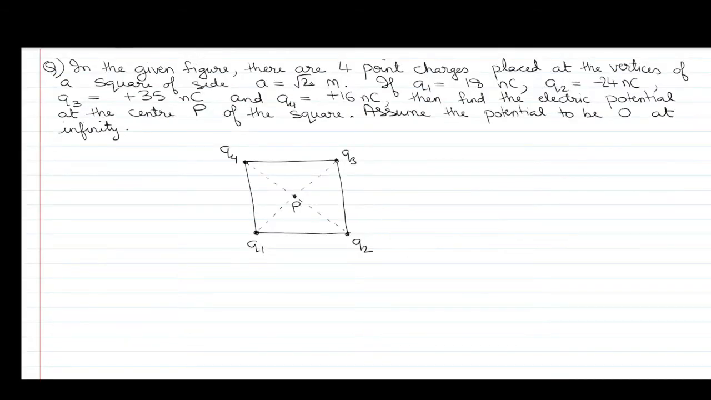So this is another question. In the given figure, which is in front of you, there are four point charges placed at the vertices of a square of side a equal to root 2 meter. If Q1 is equal to 18 nanocoulomb, Q2 is minus 24 nanocoulomb, Q3 is plus 35 nanocoulomb, and Q4 is plus 16 nanocoulomb, then find the electric potential at the center P of the square. Assume the potential to be 0 at infinity. So they have taken the reference at infinity. This is a, each side.